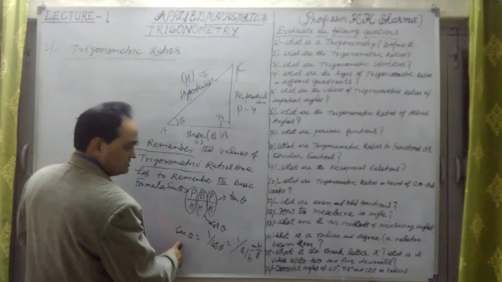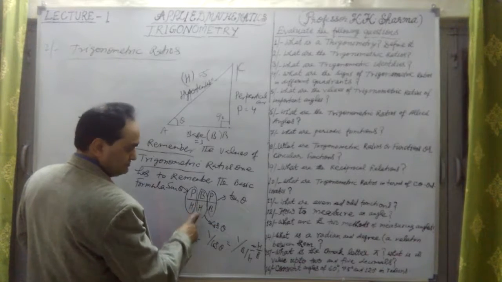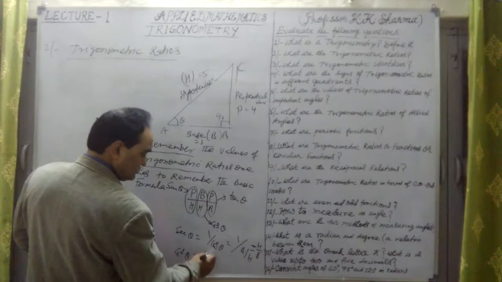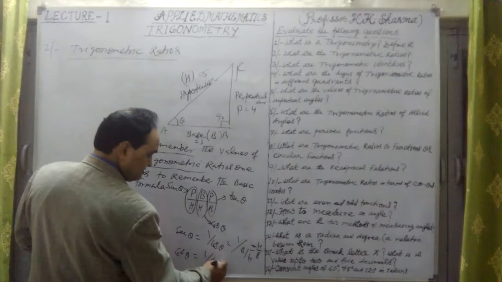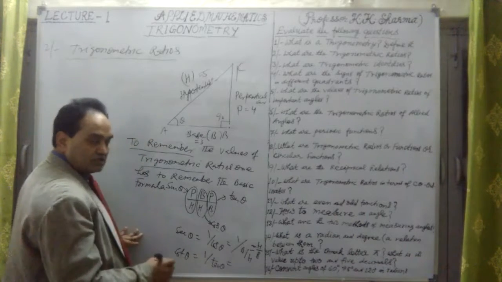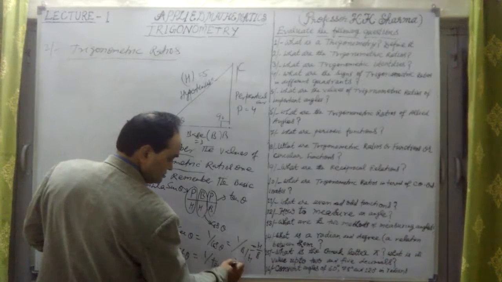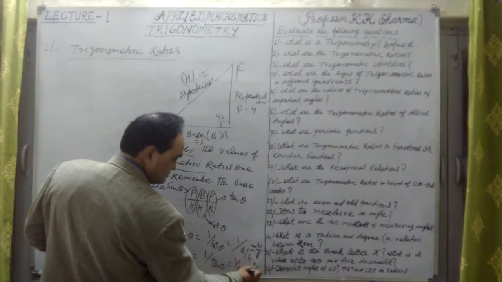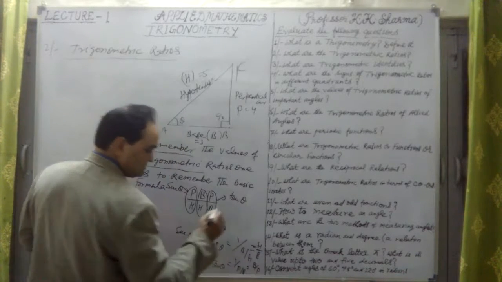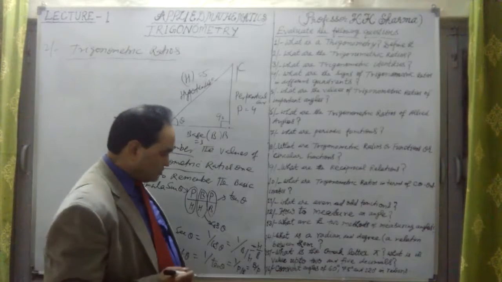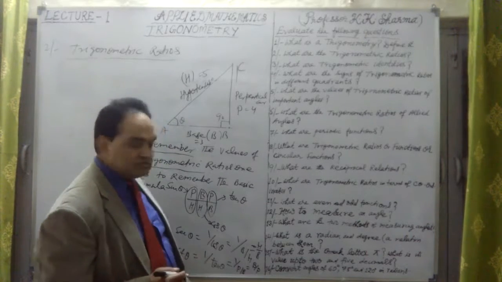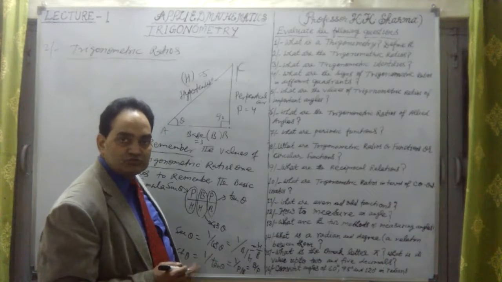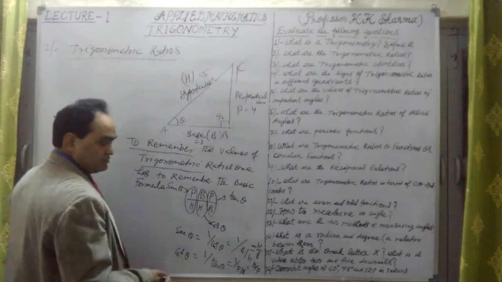Okay. Similarly, cot theta is the reciprocal of tan theta, as I just explained. Now, tan theta is P upon B. So 1 upon P upon B means B upon P. Base upon the perpendicular is cot theta, because cot theta is the reciprocal of tan theta. This is how the cot theta value is found.